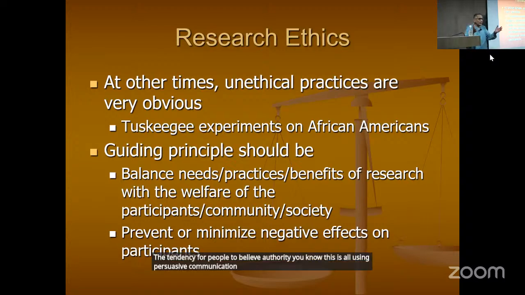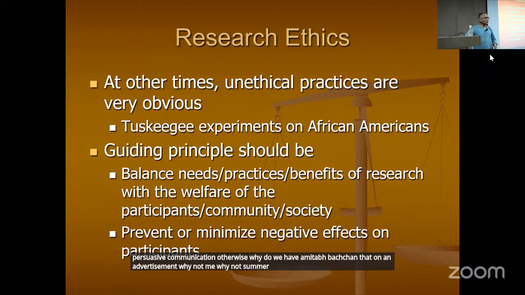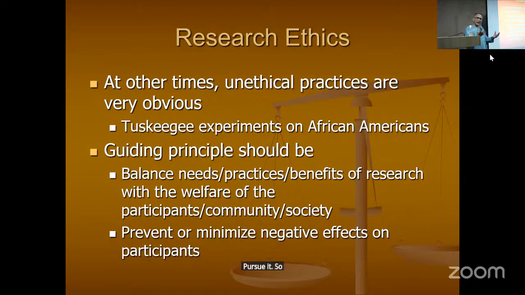This is all used in persuasive communication. Otherwise, why do we have Amitabh Bachchan on an advertisement? Why not me? Why not some other? Because, source credibility. If those people say things, they have better ability to persuade. So sources have some control depending on who they are.